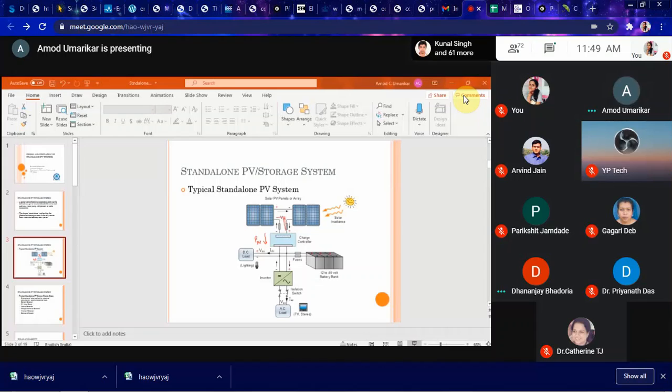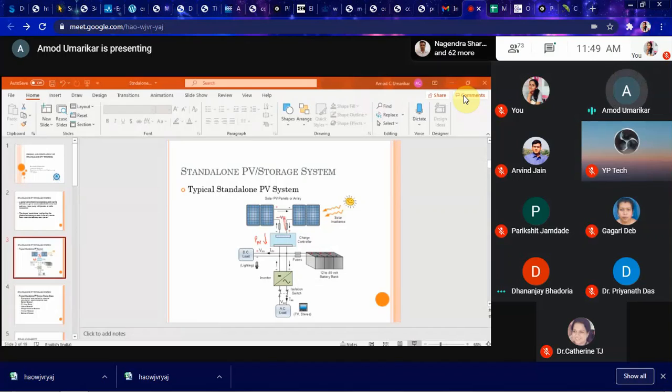Then the next part is battery selection. We have to select the proper battery based on the first step. The first step and second step will decide how to select the battery. And based on the first and second, the third step will come, which is PV array sizing. PV array sizing is the main thing, where most of our job is done.